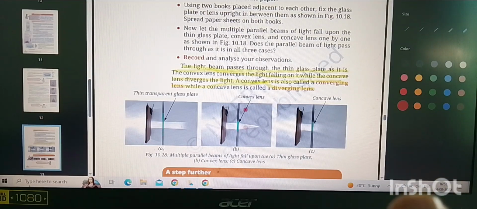In this case of convex lens, the rays will come and meet at a point, that is, it converges. So convergence is seen in convex lens as that of a concave mirror, and in case of a concave lens, it gets diverged. It shows the divergence that is shown here.